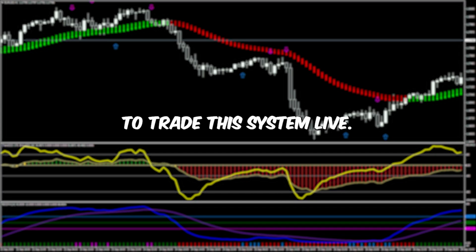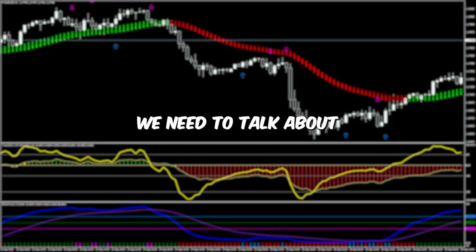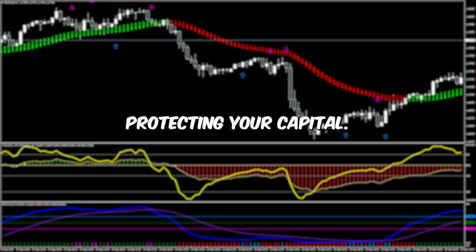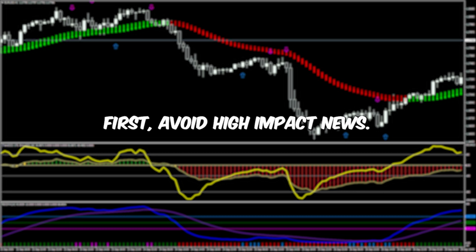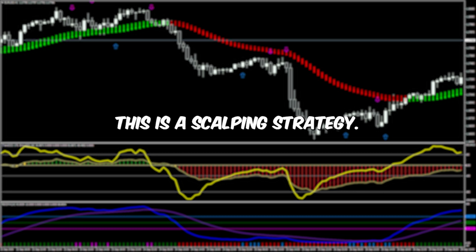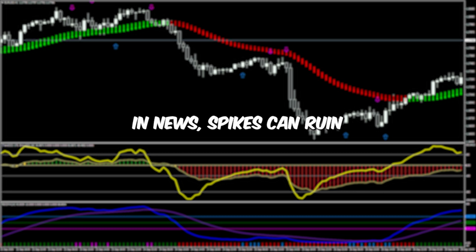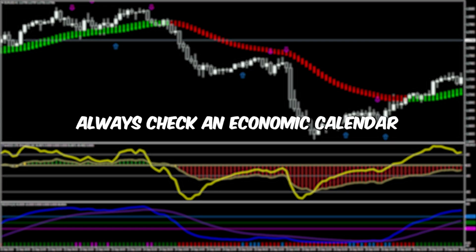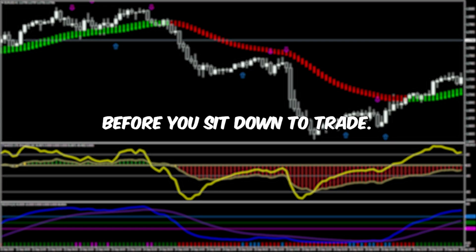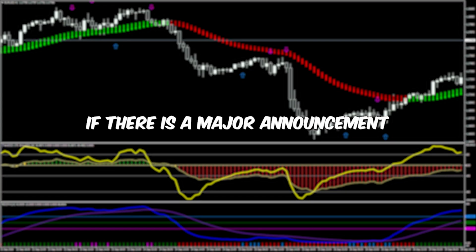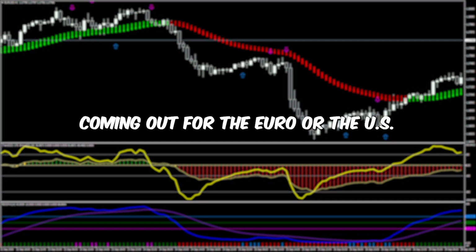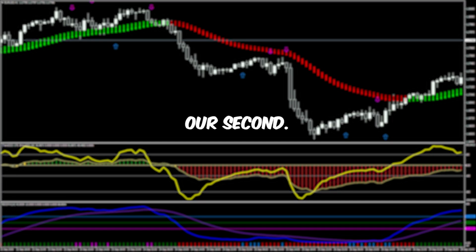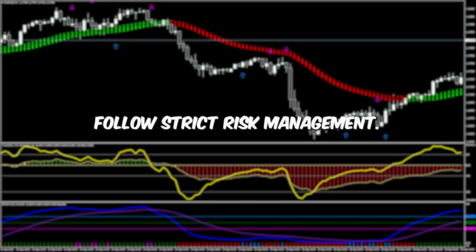Before you rush off to trade this system live, we need to talk about the most important part of trading: protecting your capital. First, avoid high-impact news. This is a scalping strategy, and news spikes can ruin your setup in seconds. Always check an economic calendar before you sit down to trade. If there is a major announcement coming out for the euro or the US dollar, simply step away from the charts for that hour.